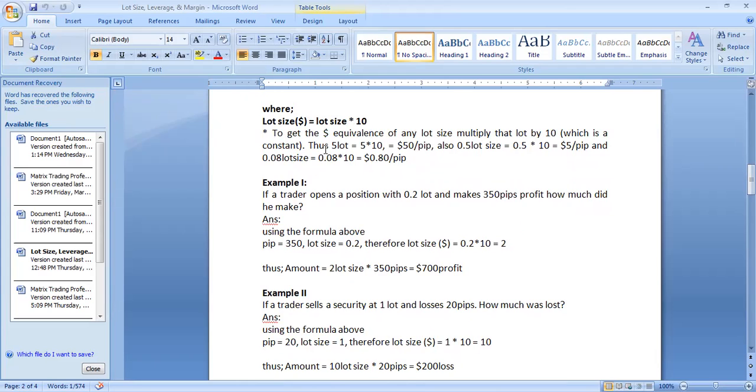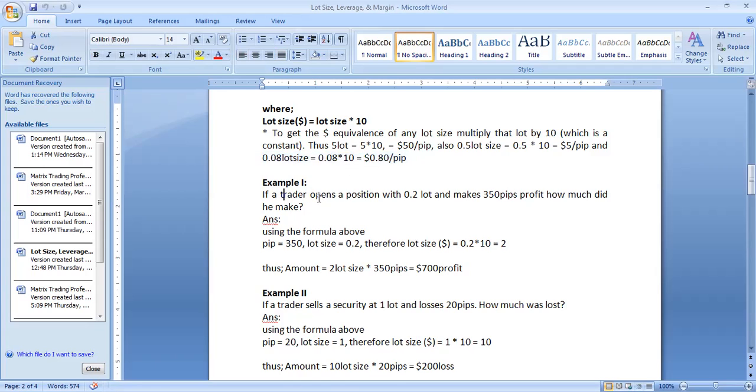I've just mentioned it. So thus, 5 lot size is equal to 5 times 10, $50 per pip. 0.5 lot size, change it to dollar, equal to 0.5 times 10, that is $5 per pip. And 0.08 lot size, multiplied by 10, you have 80 cents, which is $0.8 per pip. So the first one here is a standard lot. The second one is a mini lot. And then the last one is a micro lot.